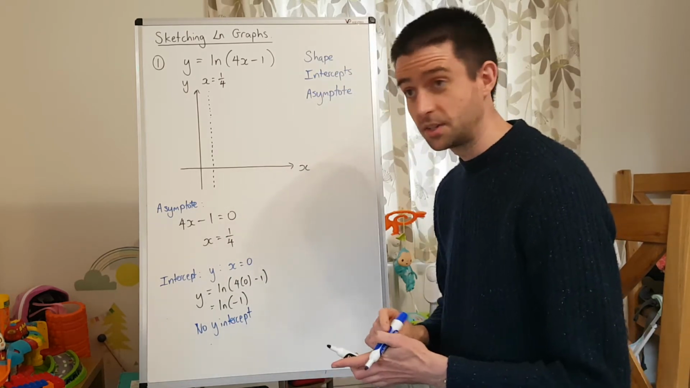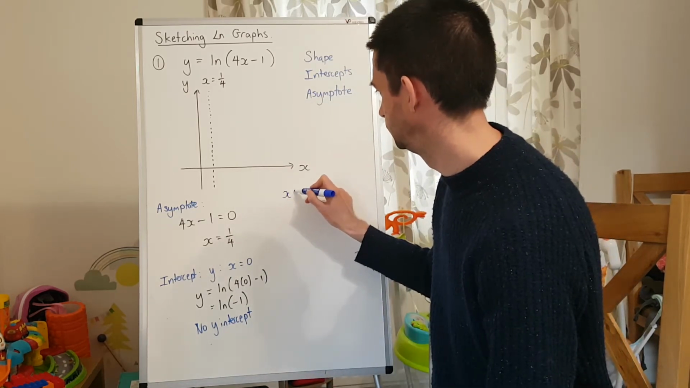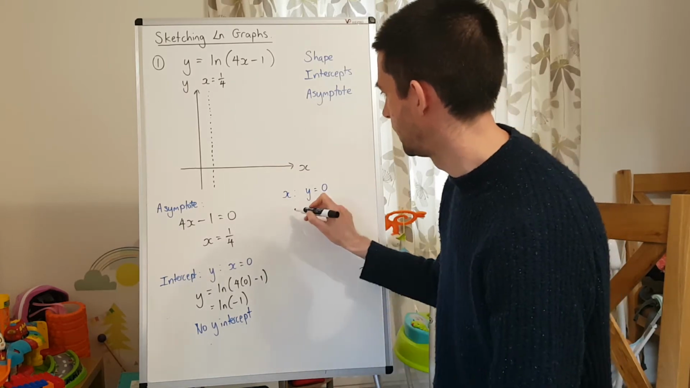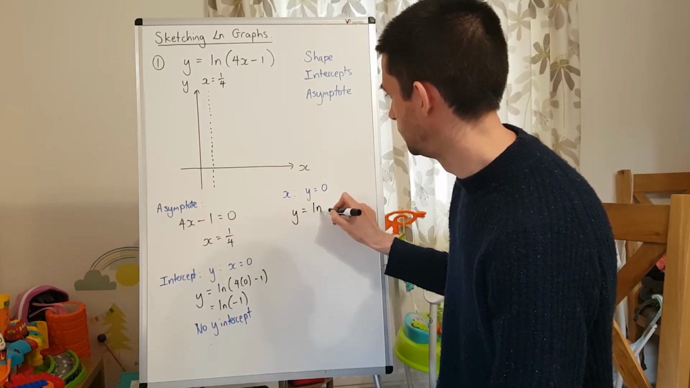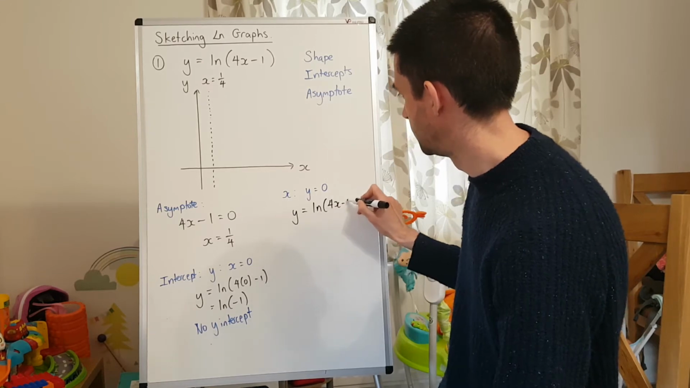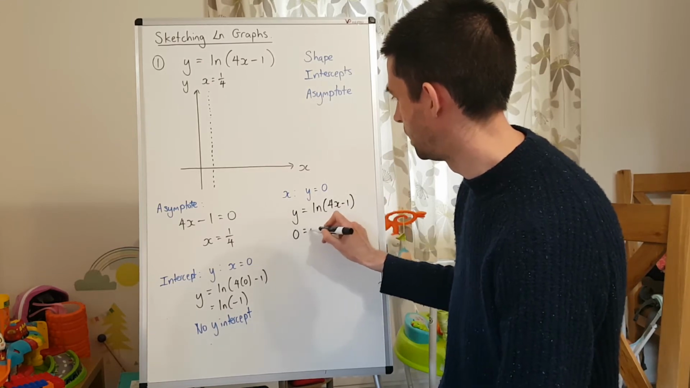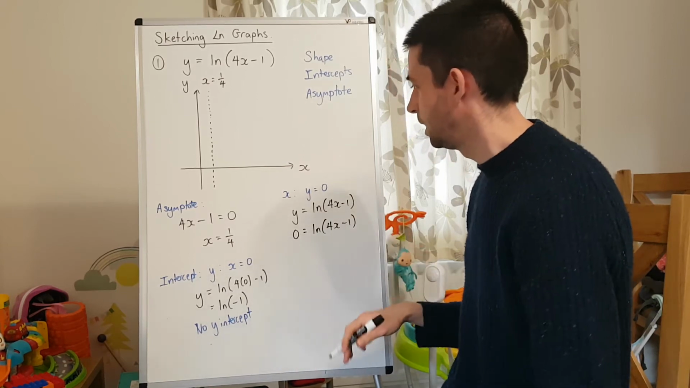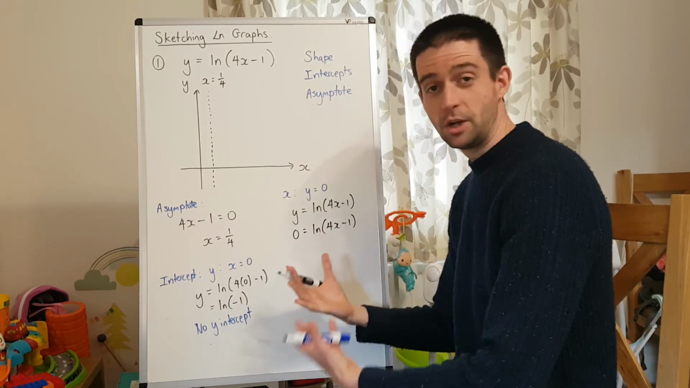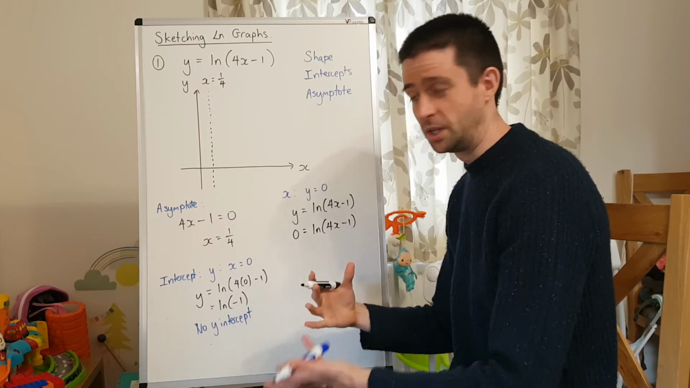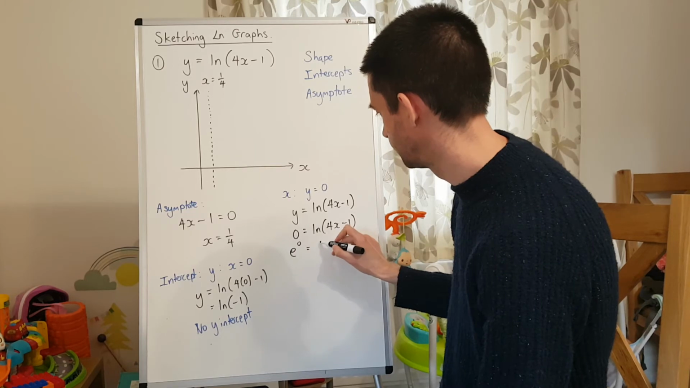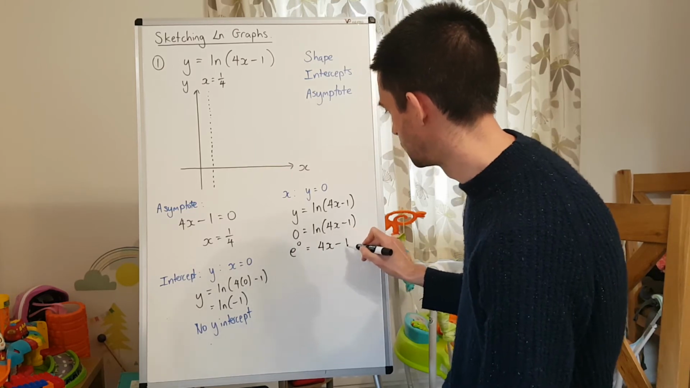And to get the x-intercept, I'm going to make y equal 0. So I have y equals ln of 4x minus 1, but I'm going to make y equal 0. Now, inverse ln, what's the opposite of ln? Well, the opposite of ln is e to the power of. So e to the power of 0 is going to equal 4x minus 1.